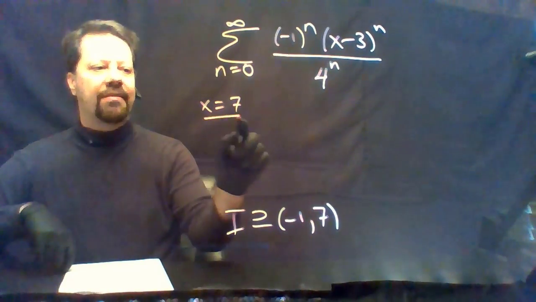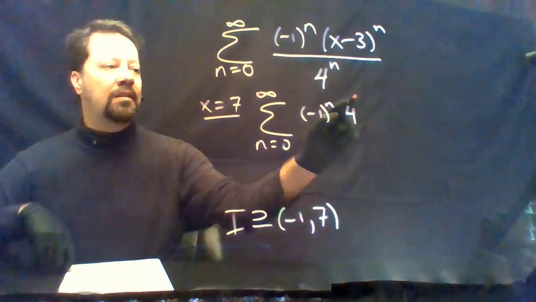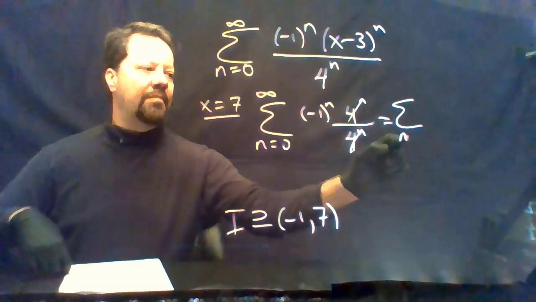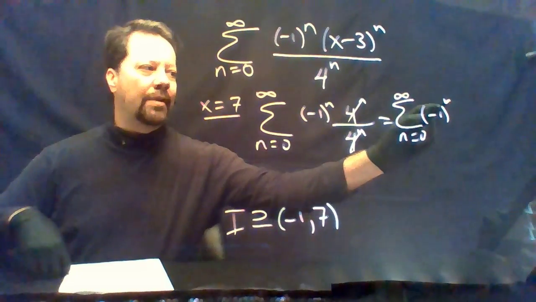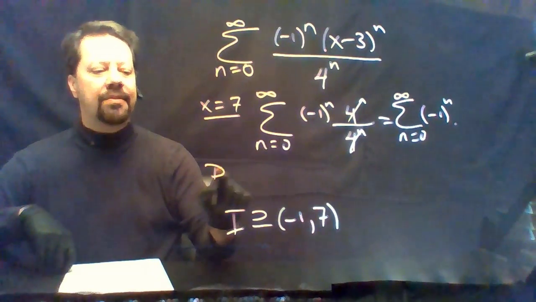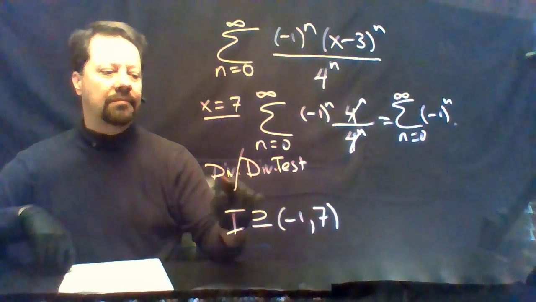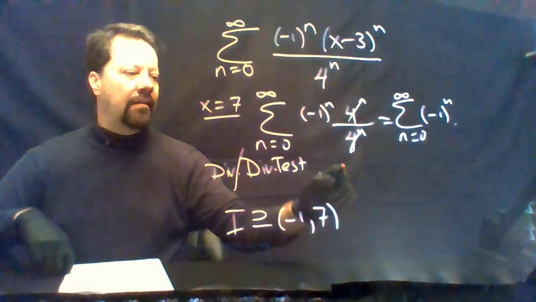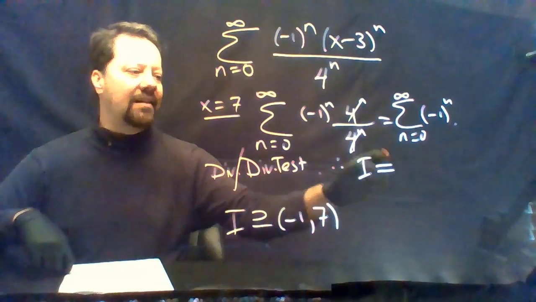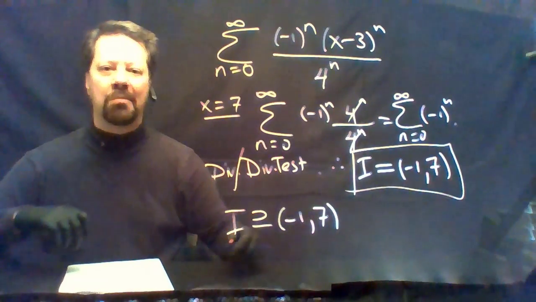At x equals 7, we have the sum as n goes from 0 to infinity of negative 1 to the n, positive 4 to the n over positive 4 to the n. That's the sum as n goes from 0 to infinity of negative 1 to the n. Again, the terms don't go to 0, so this diverges by the divergence test. We deduce then that the interval of convergence doesn't just contain this interval, it is the interval from negative 1 to 7, not including either of the endpoints.